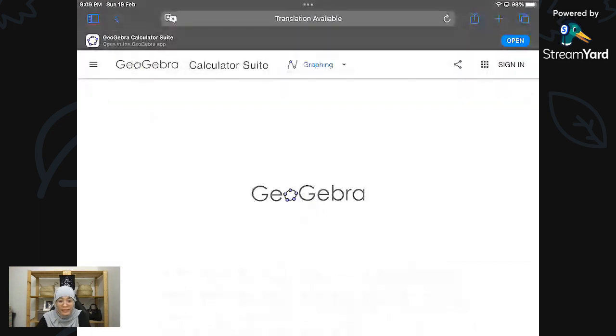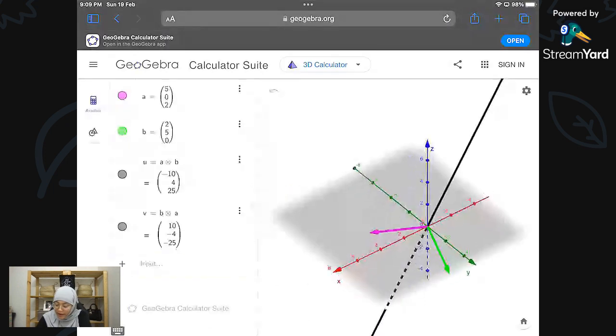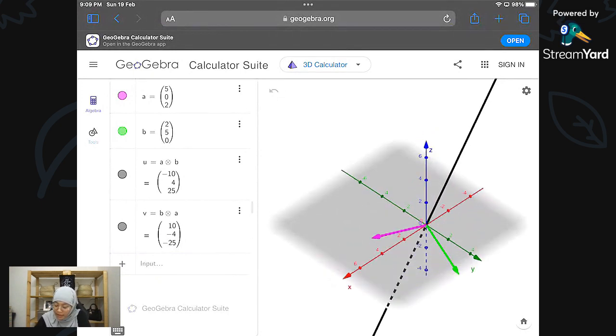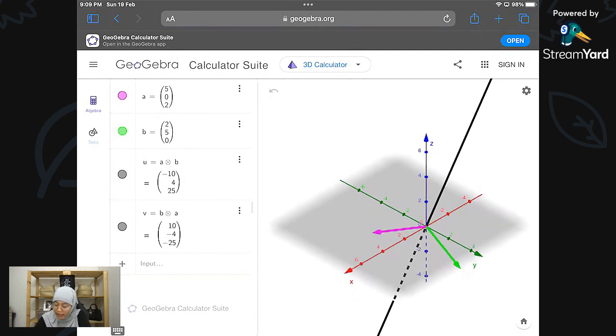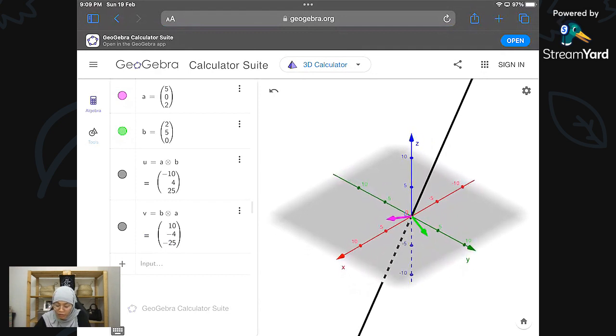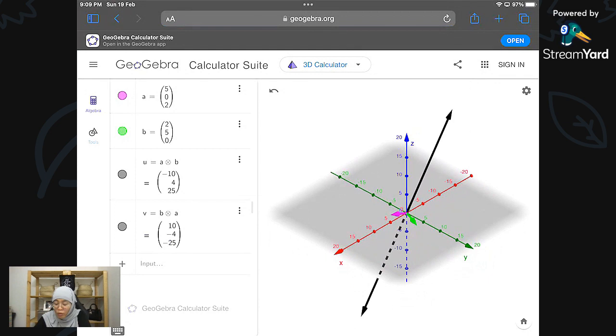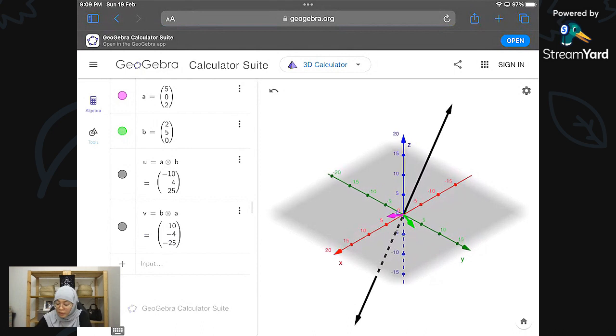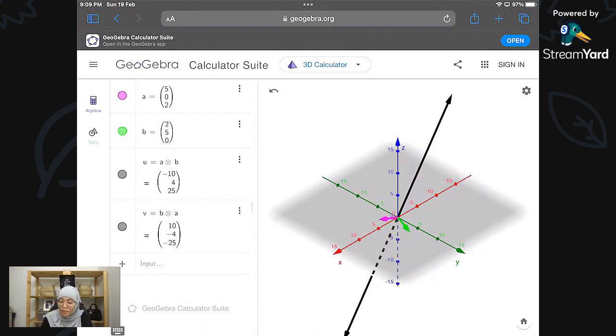So I've prepared a vector punya GeoGebra. So yeah, this is it. I've prepared this command for you all to see that in 3D. Kenapa dia diperlukan? Kenapa A cross B itu berada di atas dan di bawah? This is what I want to show you guys. So you guys nampak warna hitam tu kan? Warna hitam tu satu ke atas, satu ke bawah. So satu ke atas bermaksud dia perpendicular. It is perpendicular to the vector yang warna pink dan warna hijau ni.